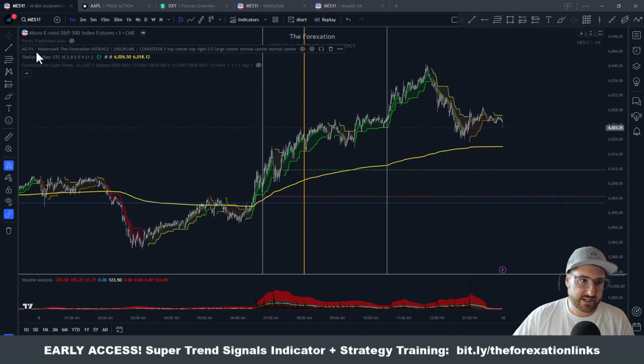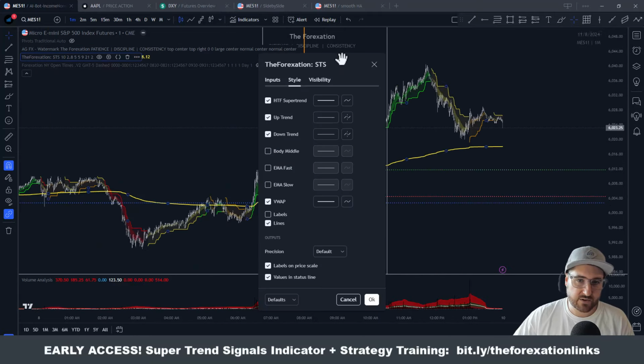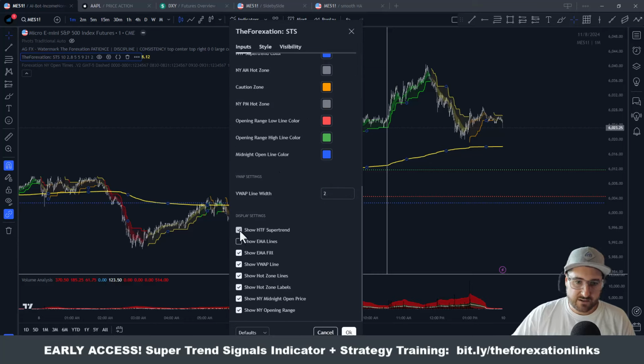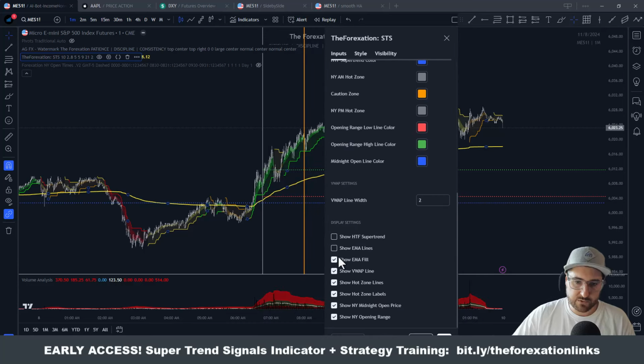So this is the indicator. Let's go into the settings. I don't have everything on, but you can turn on the higher time frame super trend, which is used to calculate this color system. We have the EMA lines if you want those turned on instead of just the cloud. And then we have all our hot zone lines and labels. You could turn them on.